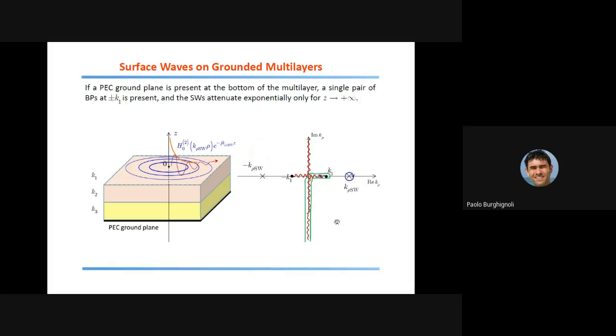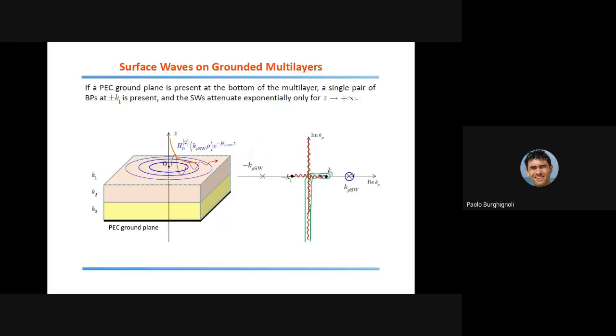Okay, typically at a given frequency, only a finite number of poles exist on the top Riemann sheet, which means that the discrete spectrum is constituted by a finite number of cylindrical waves.